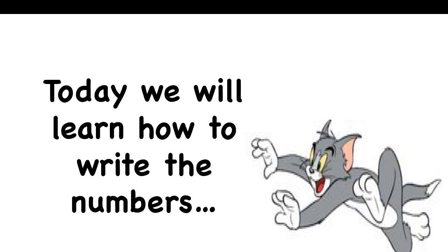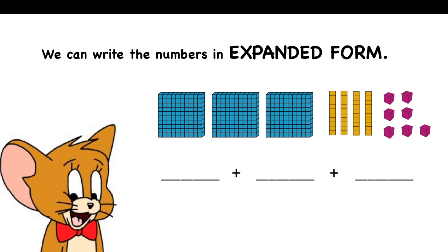Today's lesson will be about writing the numbers. We write the numbers in 3 different forms. The first form is called expanded form. How do we make the expanded form? Expanded form is the way of writing the numbers by adding the values of each digit. Here we will separate hundreds, then we will separately add tens, and separately we will add ones. That is called expanded form.